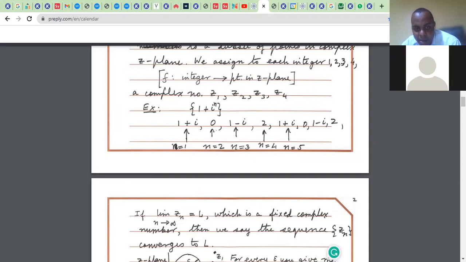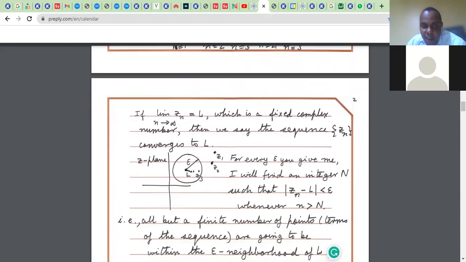If the limit of this sequence as n tends to infinity is a constant, that is a fixed complex number L, then we say that this sequence Zn converges to L.